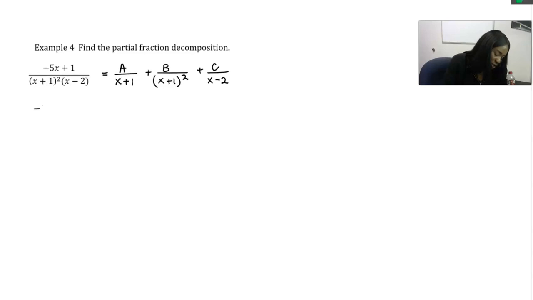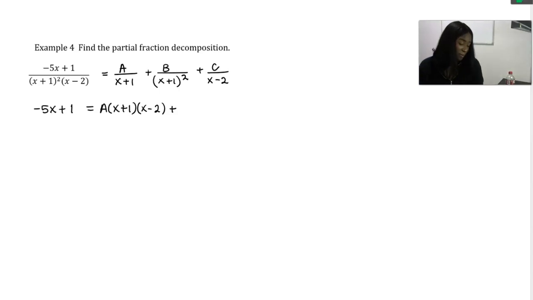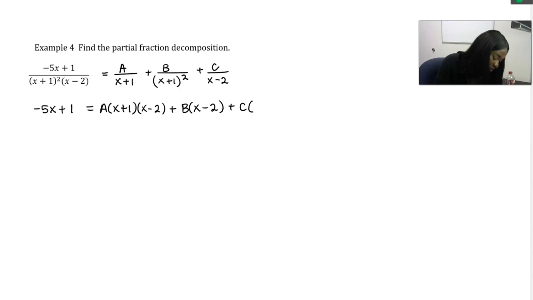Now I'm going to go through and multiply everything in this equation by the denominator on the left-hand side of the equation. So that denominator is going to completely cancel out on the left side. When I get to the A term, one of the x plus 1's will cancel, one will stay. The x minus 2 will not cancel. When we get to the B term, the x plus 1 squareds will cancel, and will just leave us with B times x minus 2. And then for the C term, the x minus 2 will cancel, and we'll be left with x plus 1 squared.